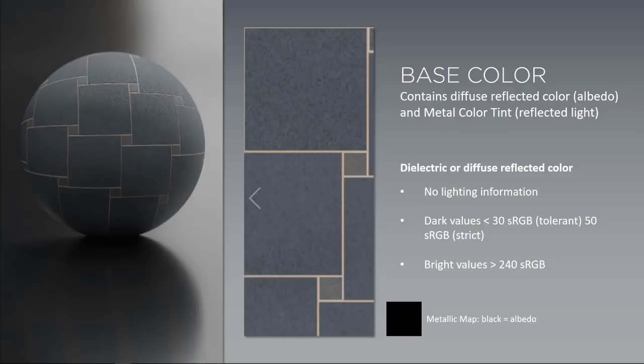So yeah, what I like to say then is, going back to this base color, it represents, like I said, our albedo and our metal color tint values. And that is determined by the metallic map. In this slide, what I want to show is one aspect about this. For example, here I have this dielectric or diffuse reflected color. So just a couple of guidelines about authoring this map.